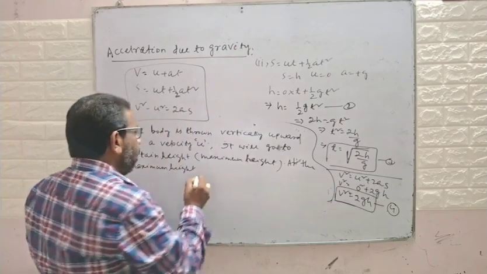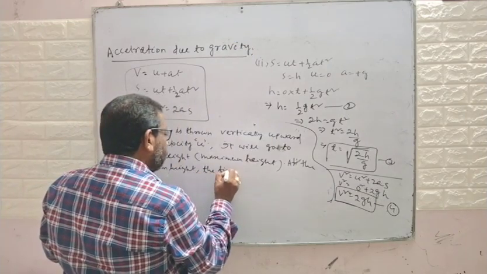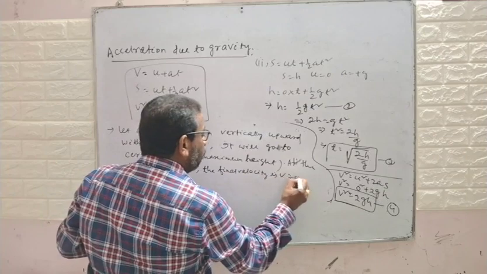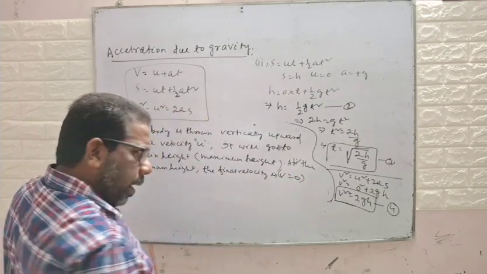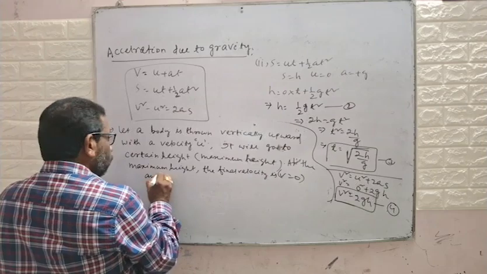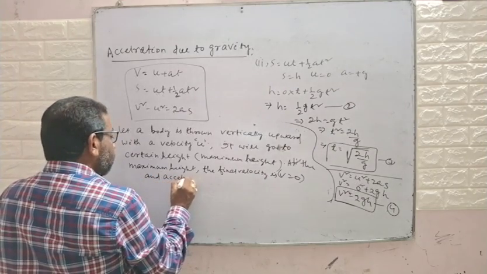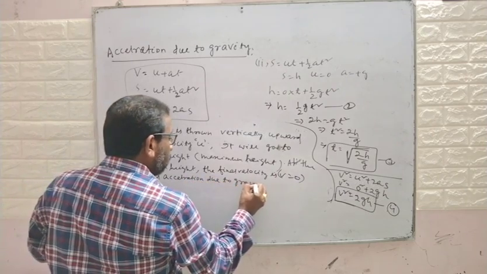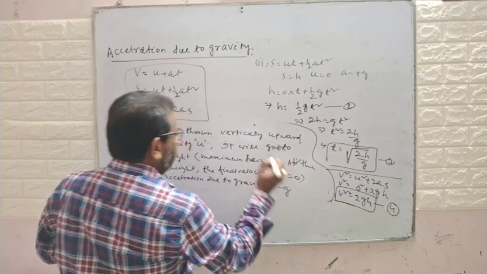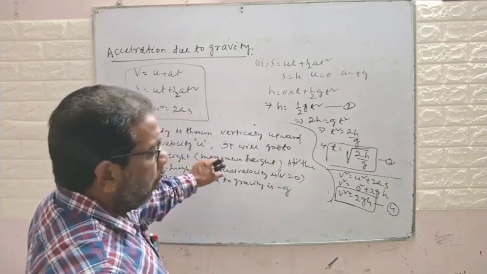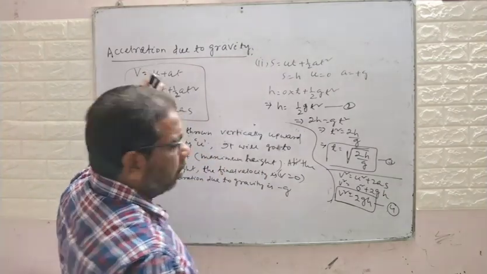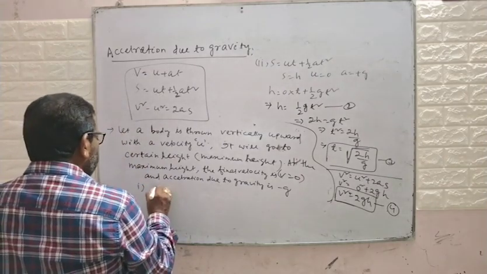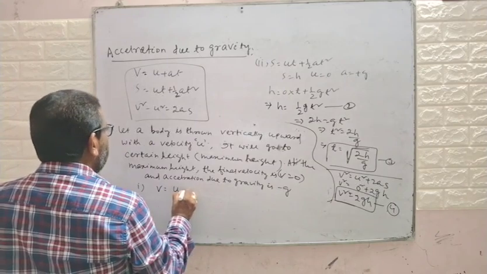So at this height, the final velocity v equal to 0, and acceleration due to gravity is minus g. Now we will apply the equations of motion to this. First equation of motion, v equal to u plus at.